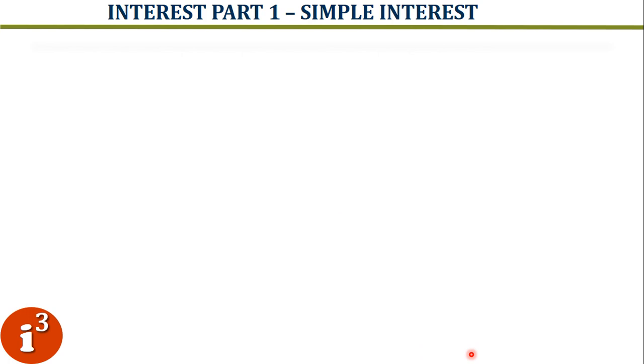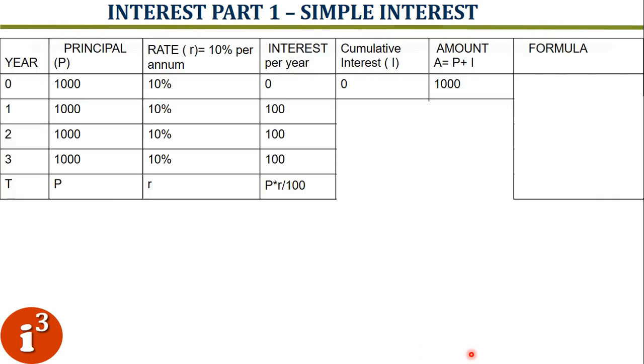Now let's try to visualize what is actually happening in simple interest through this table. First understand these columns. Year is the time period, that is the time interval after which we are seeing what is happening to the principal or the interest. Principal is the amount which you have kept. Suppose you have kept 1000 rupees in the bank. So principal is the amount which you have kept initially in the bank. Rate is 10% per annum. Per annum means 1 year. So per year the rate is 10%. That is, the bank gives you 10% per year as interest.